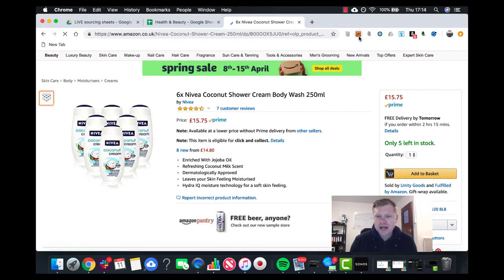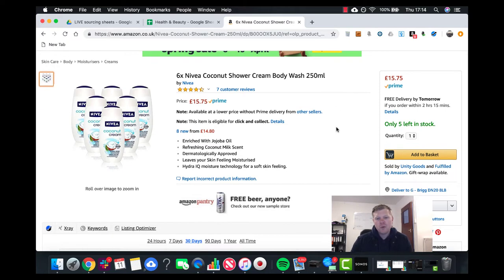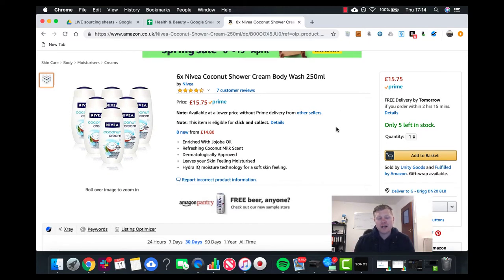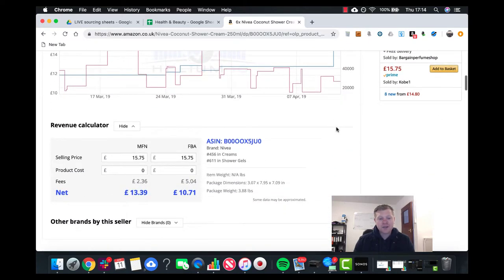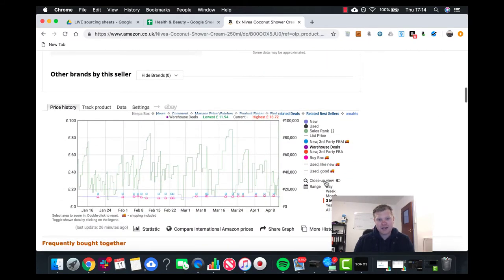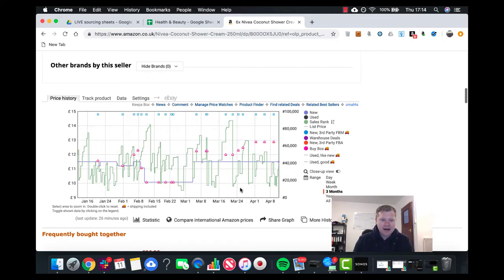We also used to use Camel, as you can see up there. But unfortunately, they stopped doing the seller's rank history as it stands at the moment. And we used to use them a lot for that because they used to be very on the pulse with that side of things. We used to use Camel to particularly check the sales rank history. And then we used to use Keeper more for the price history because I felt that they were a little bit better at that side.